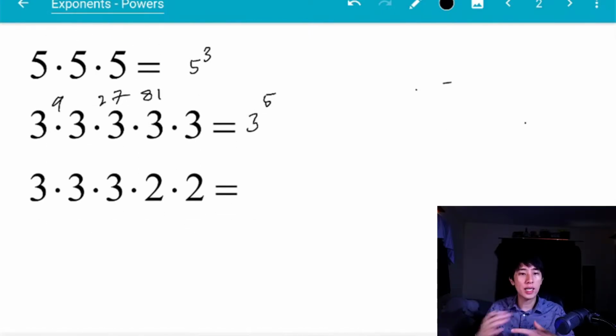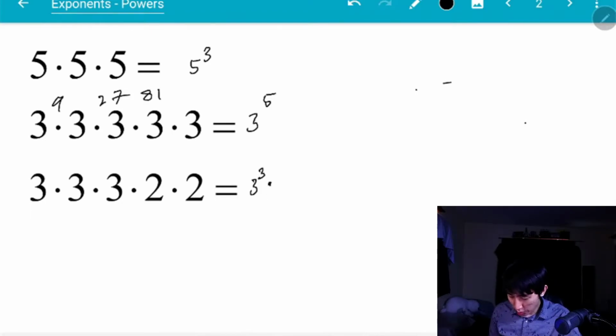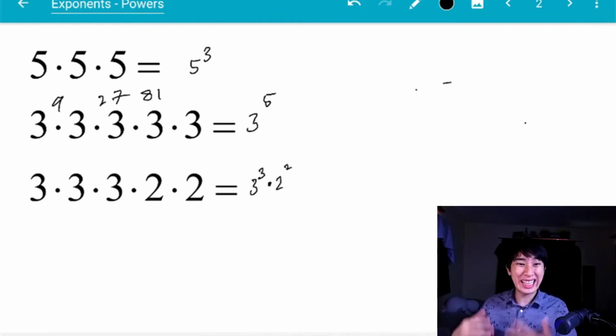Now finally, sometimes we mix and match like this. 3 cubed says we're taking 3 and multiplying it by itself 3 times, but we're also multiplying 2 by itself 2 times. Now I can't combine these because the exponent tells me how many times we're multiplying the same number. Now that we have different numbers, the rules change.